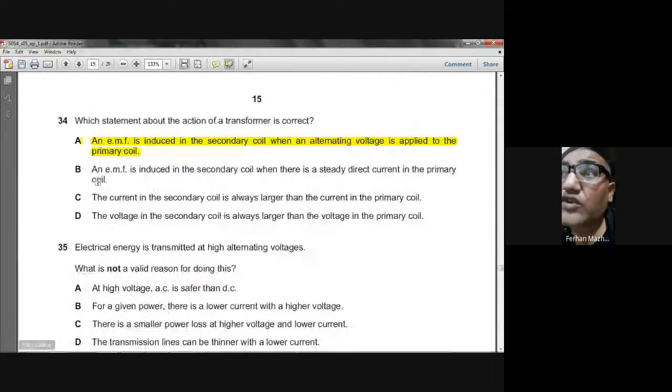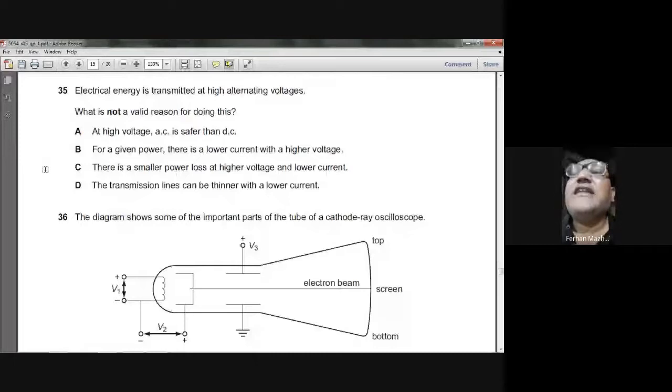Okay, so we are going to question number 35. Electric energy is transmitted at high alternating voltages. What is not a valid reason for doing this? You see, when electricity is produced in a power station and then sent to the consumer, it is sent by the transmission line. You must have seen big pylons, big towers, and big wires coming from Tarbela Dam towards Sargodha. So the electric energy is being transmitted and the voltage is kept very, very high.